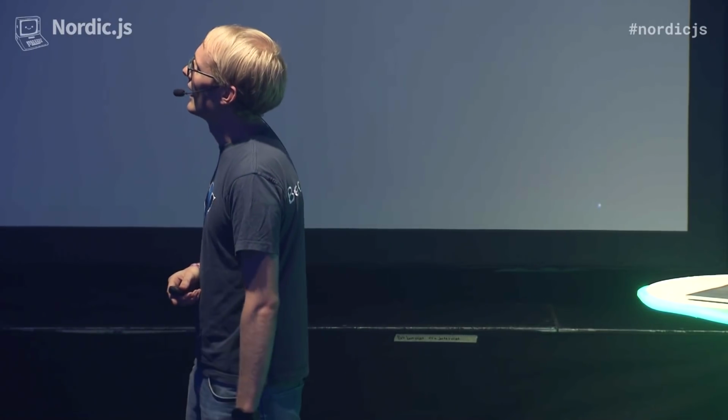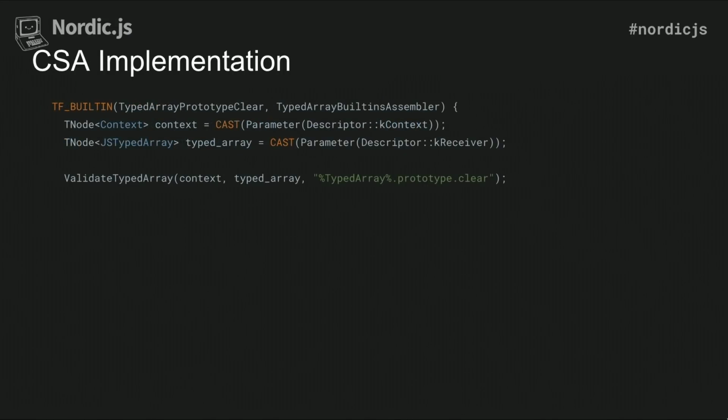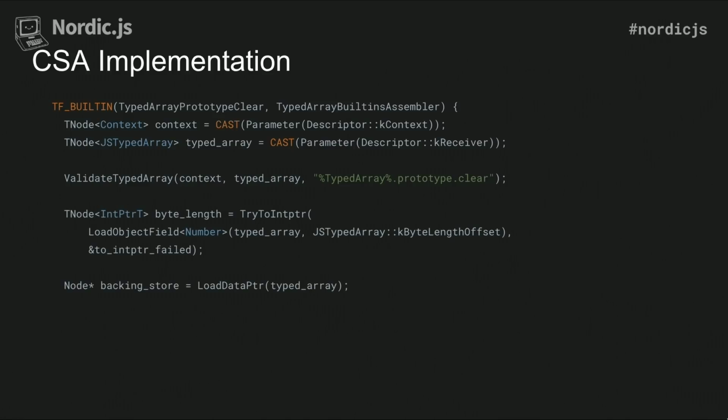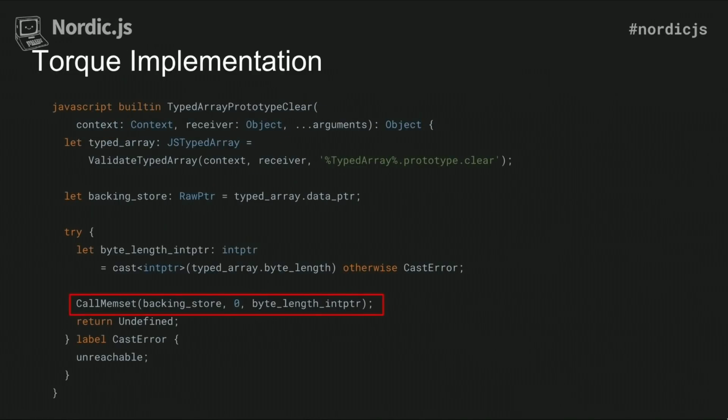The next we'll look at is the Torque implementation. So this is my favorite one. You can see we're just getting the typed array from the receiver object, which is the this value of the function, basically. And then we're going to do the same thing to get the length out of this. So we get the byte length. No, we're in CodeStubAssembler now. So we do the same thing to get the byte length out of it, but we're using a try catch block this time. And then we call memset on it, the same thing we did in C++. So these are essentially going to do the same thing, but yeah, we'll see what that looks like performance-wise.